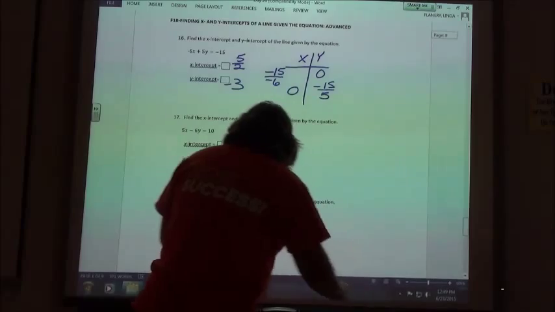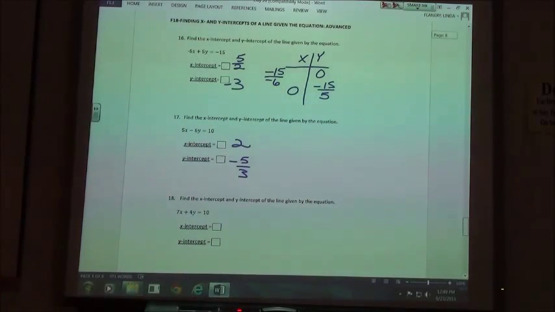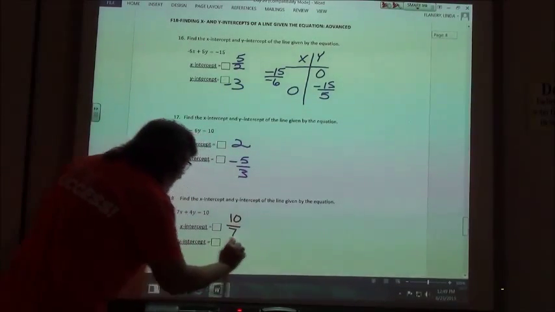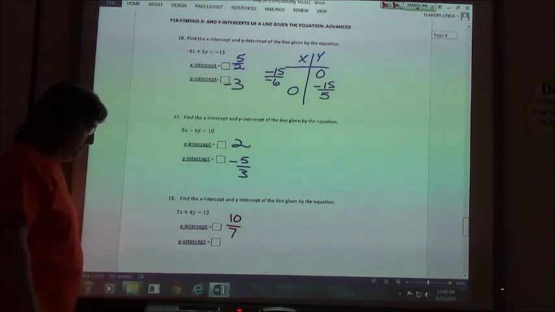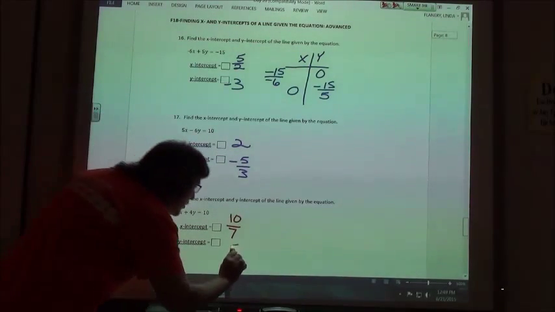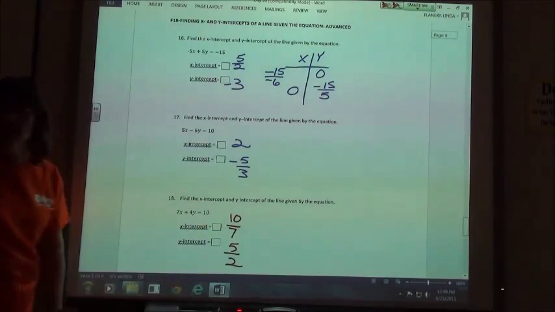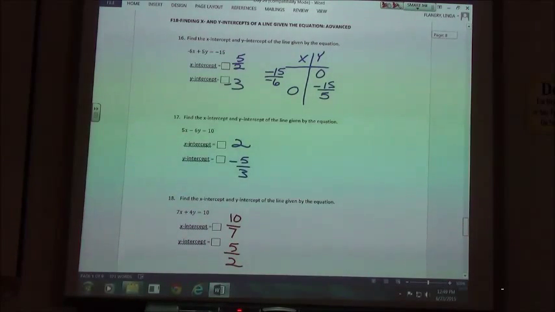And on number 18 then, if I'm going to find my x-intercept, I'm going to have 10 over 7. And my y-intercept, 5 over 2. 10 over 4, which reduces down to 5 over 2. So easy enough there.